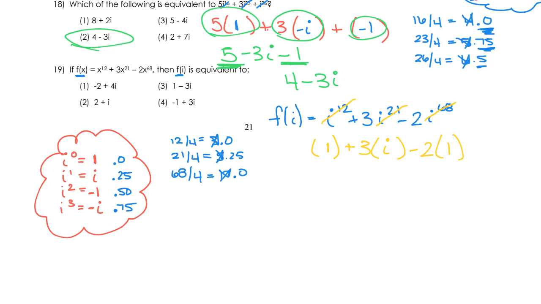Then we're just going to do a little math to clean this up. So 1 stays 1, 3 times i is 3i, negative 2 times 1 is negative 2. You've got a 1 here and a minus 2 here, which is negative 1 plus 3i. Negative 1 plus 3i is choice 4. And so that's how those i problems are simplified.